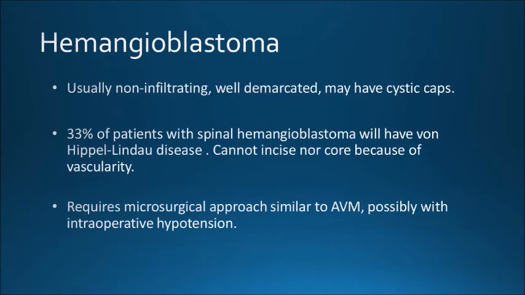Now coming to the hemangioblastoma. It's the third most common intramedullary spinal cord tumor, and they are usually non-infiltrating, well demarcated, and may have a cystic component as well. And 33% of patients with spinal hemangioblastoma will have von Hippel-Lindau disease, and we cannot incise nor core them because of vascularity.